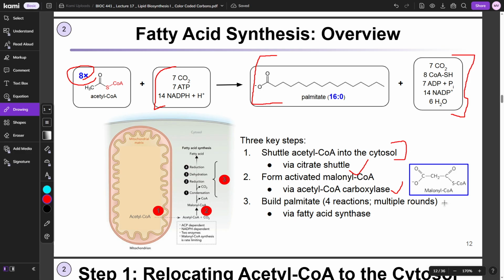And then we have to build the actual palmitate, or the 16-carbon fatty acid, or 18-carbon, whatever you want to build, right? So we would do that using fatty acid synthase.